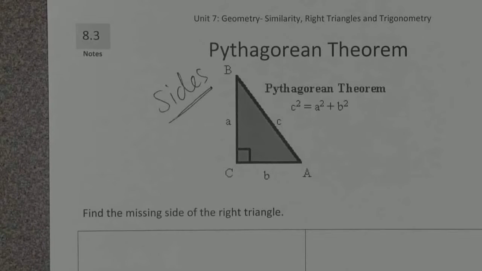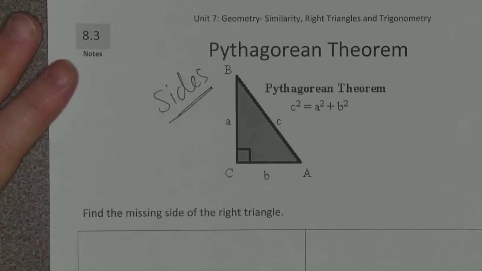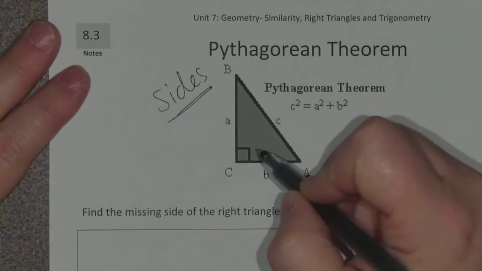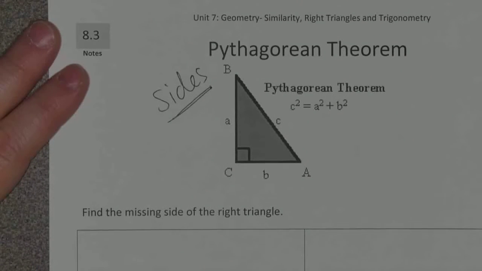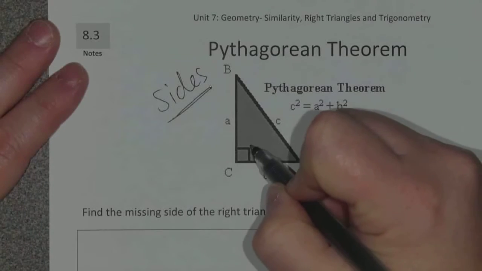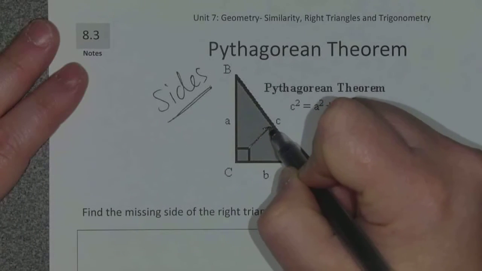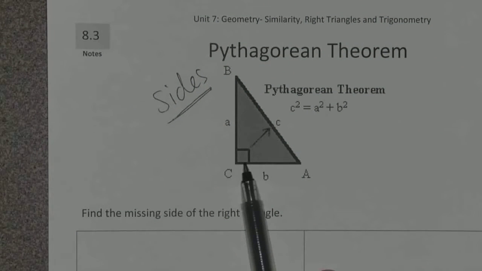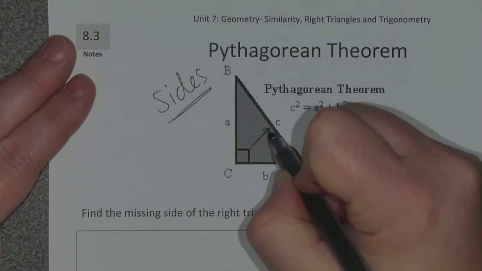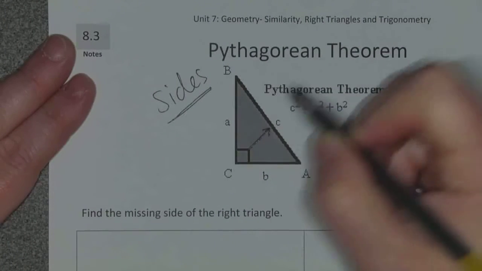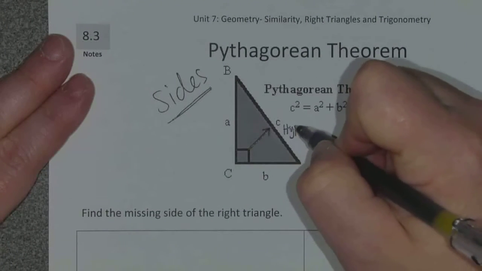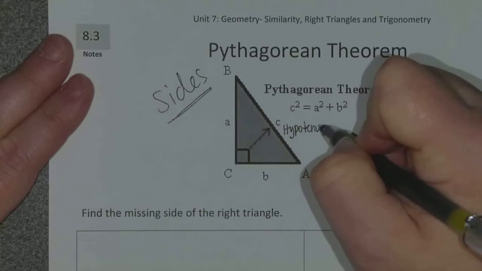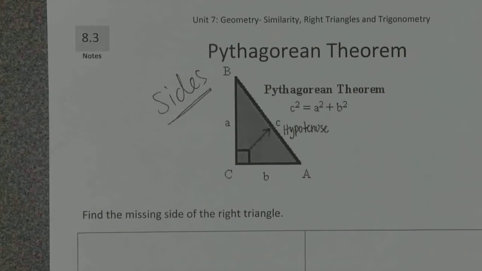On every right triangle, there is a hypotenuse. Does anybody know what the hypotenuse is? It's the longest side. The hypotenuse is the longest side. And it's always opposite from the biggest angle. And guess what the biggest angle is in a right triangle? The 90-degree angle. So if I go across from the 90-degree angle there, I have my side that's called the hypotenuse. Now the hypotenuse is always the side across from the 90-degree angle.